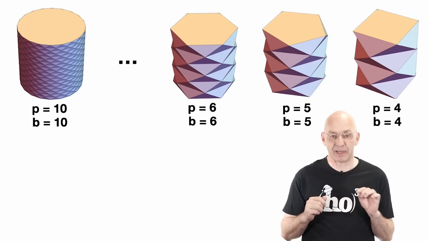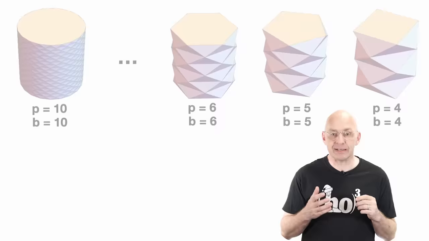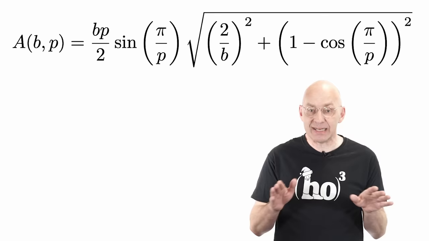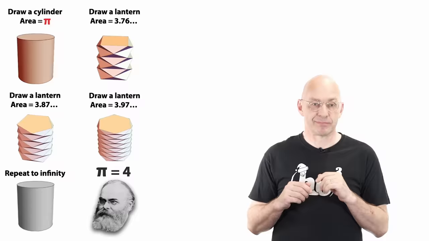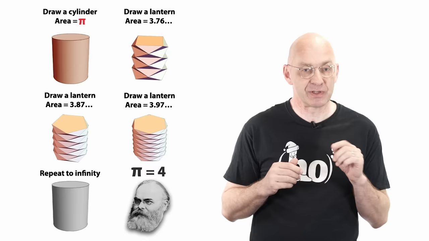With a more detailed analysis using the area formula for our lanterns, we can devise lantern refinements whose areas approach any number whatsoever between pi and infinity. For example, we can make the limit area 4. If we wanted our Schwarz lantern meme over there to look more like the famous 2D version we started with, we could replace the cylinder with a sphere of area pi.